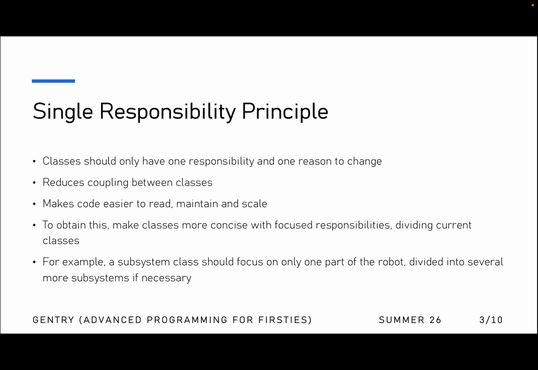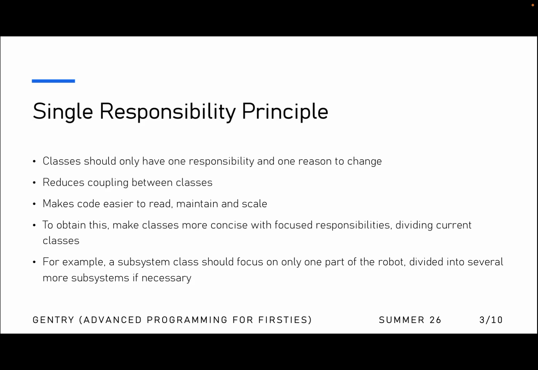Classes should only have one responsibility and one reason to change. Basically, what this means is we have super simple and focused classes that allow us to make code easier to read, maintain, and scale. It also reduces weird things with classes being very, very complex. To obtain this, we make classes more concise with more focused responsibilities, which often involves dividing current classes into several other classes.